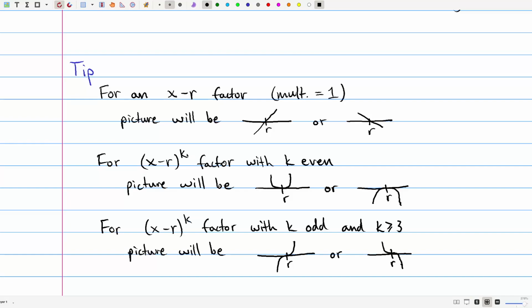When the multiplicity is even, then it looks like either a parabola or an upside down parabola, whichever works to satisfy big idea number 1, that the graph has to be continuous. And when k is odd, then it looks like a cubic. It crosses the x-axis and it takes a little rest as it goes through and flattens out. And it's either going to go vertically up through or down through the x-axis.